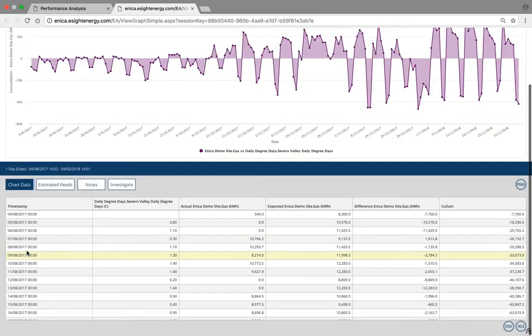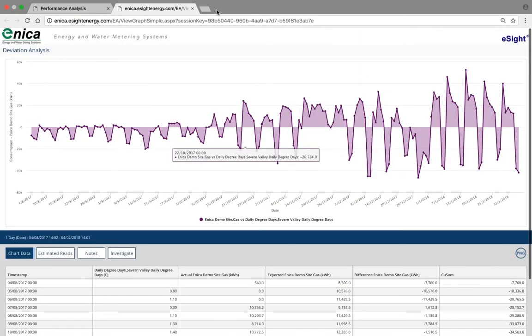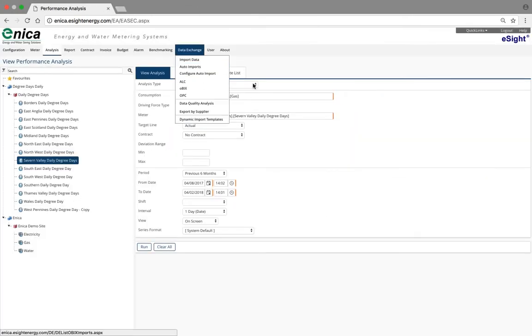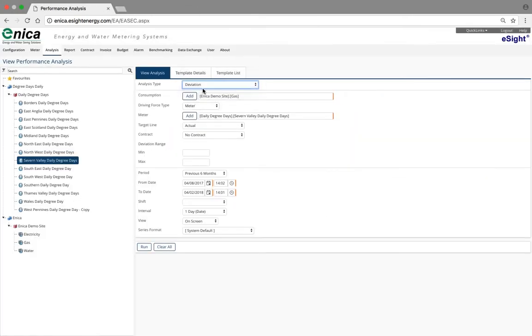And again, in chart data, we can look in there and see that you've got the daily degree days in this column, the actual kilowatt hours, and then the expected values and the difference between the two. There's also a running CUSUM as well. And the next analysis that we can do is some CUSUM analysis.